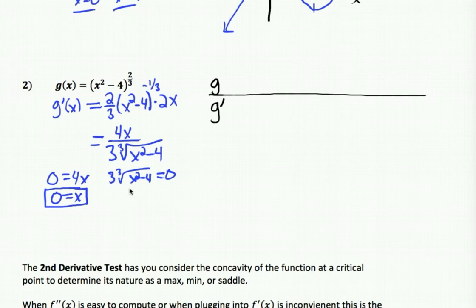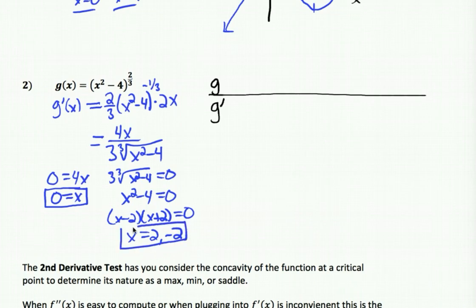So we can divide both sides by 3 and cube both sides in order to get x squared minus 4, which is of course a difference of squares. And so it looks like the bottom produces two critical numbers, 2 and negative 2. So we've got 3 critical numbers to check in this chart. And of course we'll want to do them in order again. So we'll go and put x equals negative 2, x equals 0, and x equals 2 on our chart.